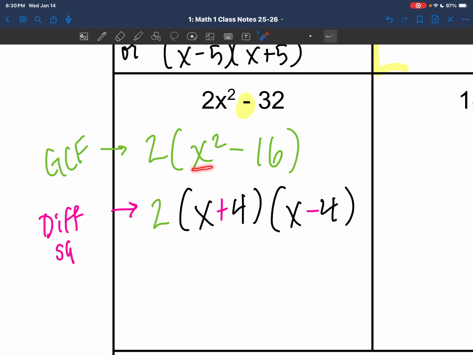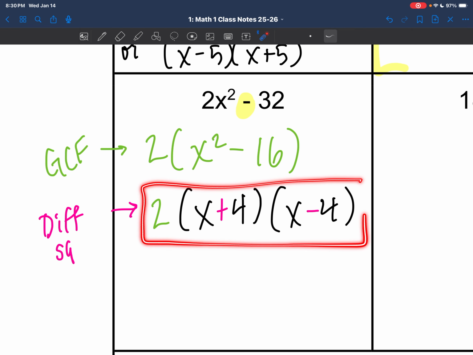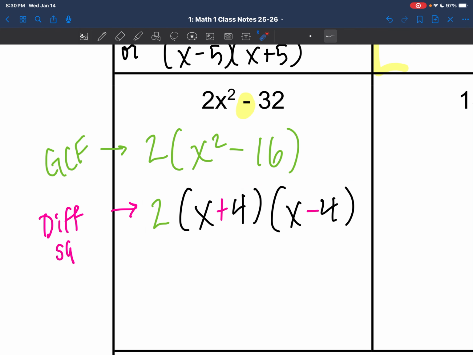So this is a perfect square, this is a perfect square, and you have a minus in the middle. So you can do difference of squares. So again, bring that original GCF down, and from here we're going to break this into those two parentheses. So the square root of x squared is x. The square root of 16 is 4. Make sure you have opposite signs. And then this is your final answer.